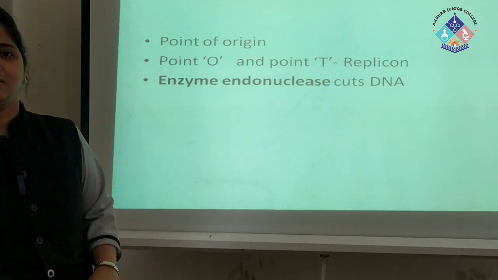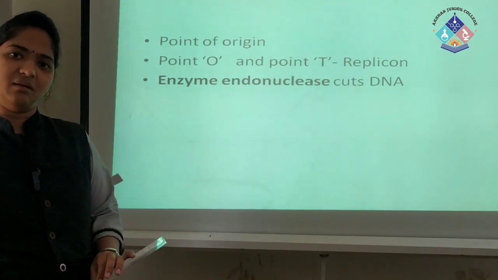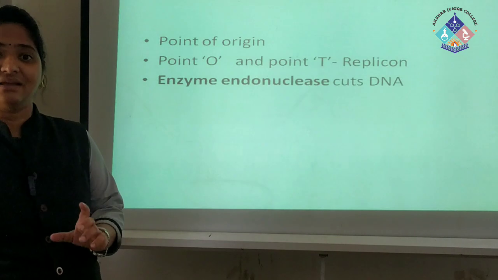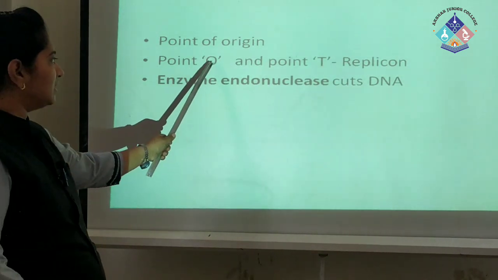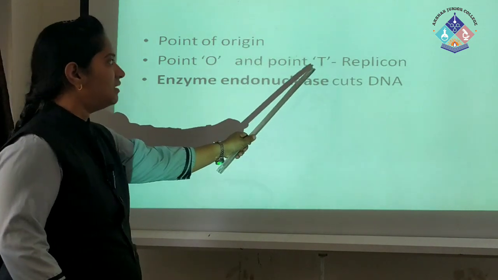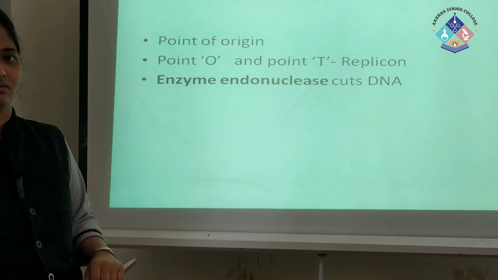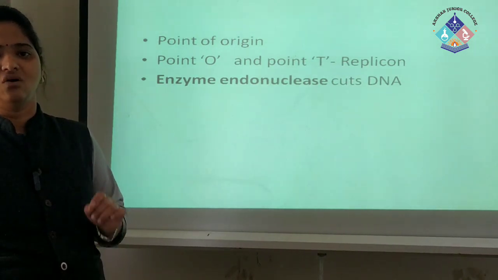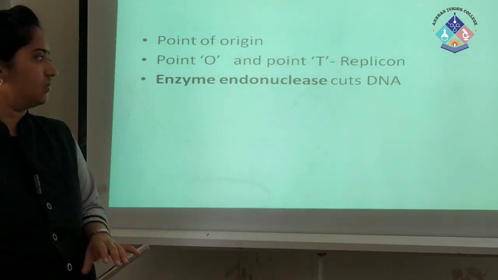So what happens in eukaryotes and prokaryotes? The difference is that in eukaryotes the replication is done in segments, so there are a number of replicons. The segment of DNA from where replication starts and stops, that unit of replication, is called a replicon. In eukaryotes there are several replicons, but in prokaryotes only one replicon is there. So this is the difference between prokaryotes and eukaryotes.